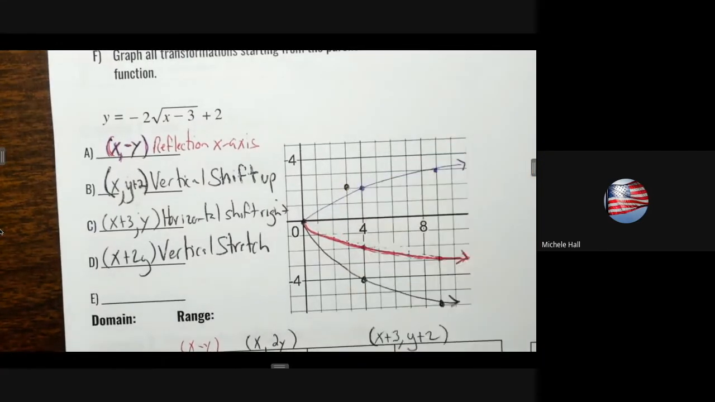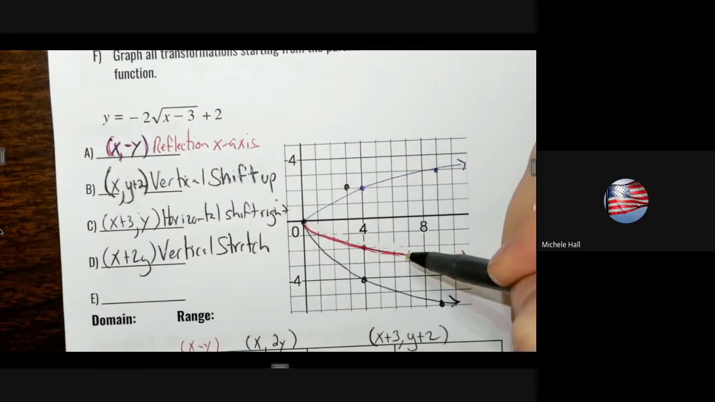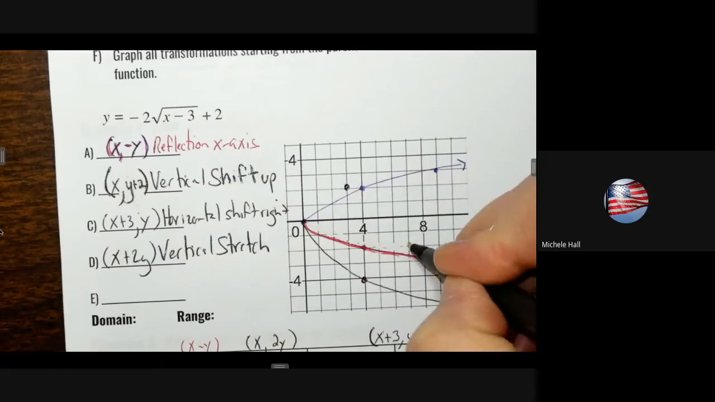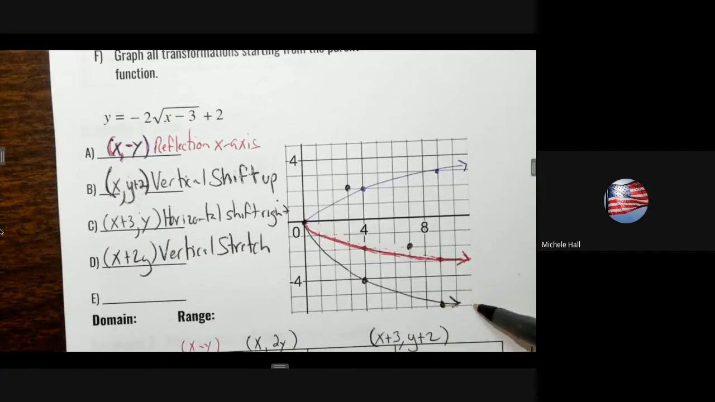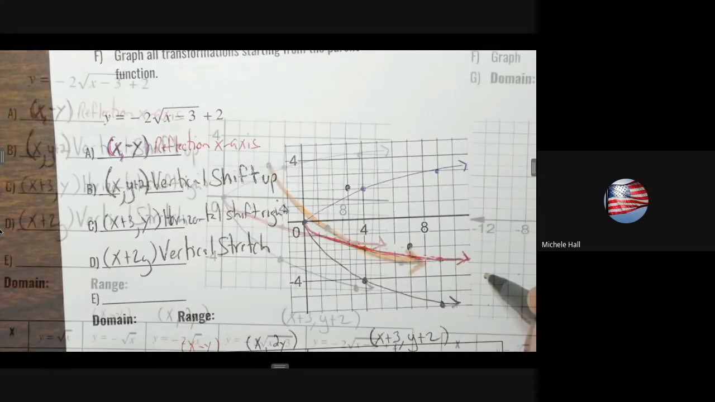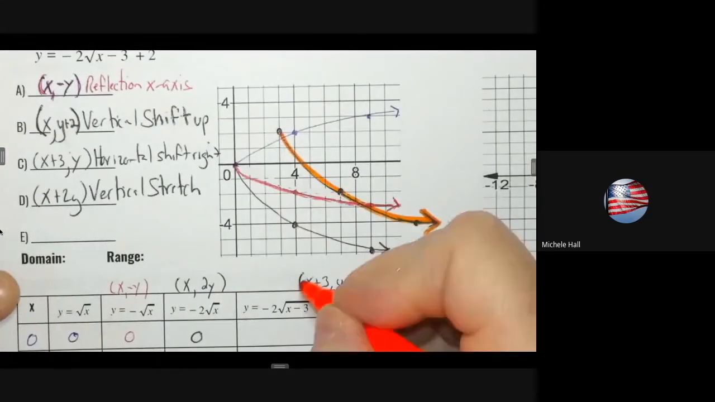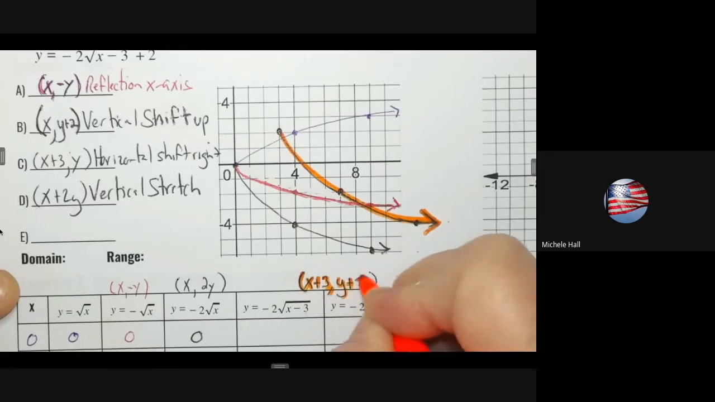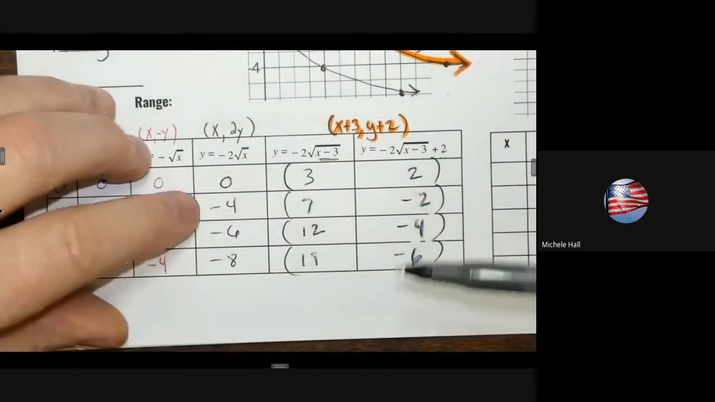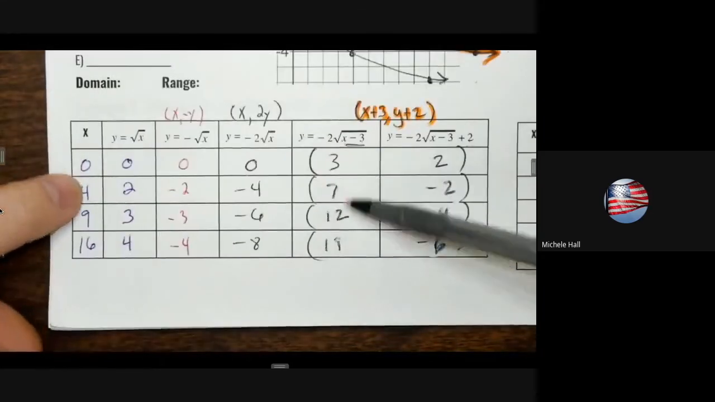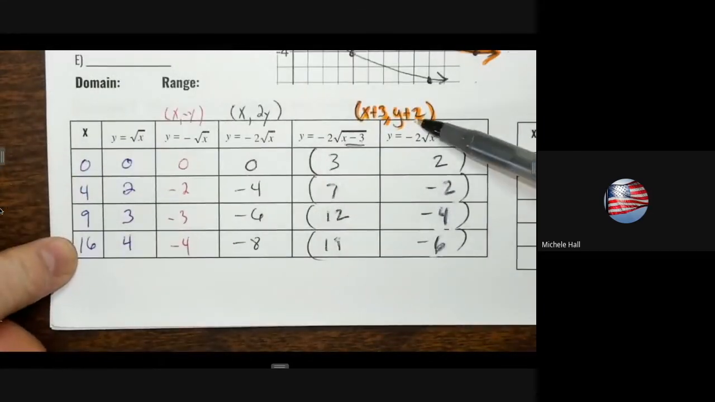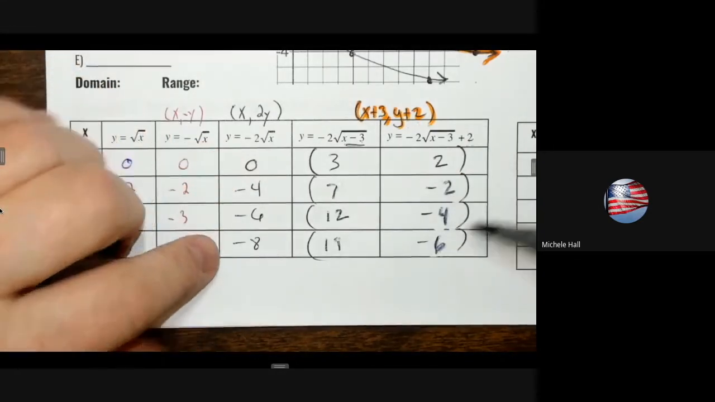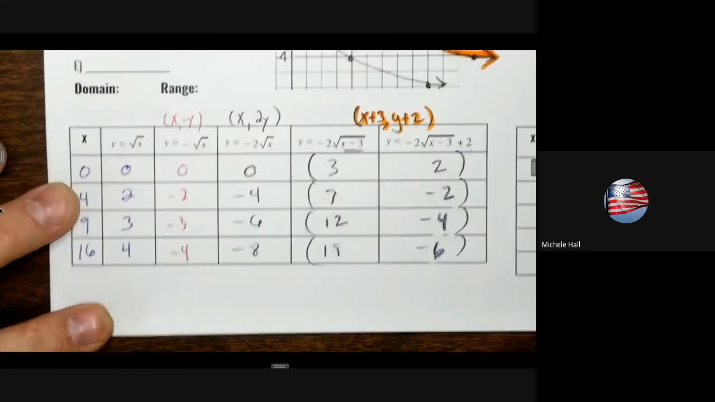There is the center, the beginning of this square root. And then we are going right 3, 1, 2, 3, and up 2. Right 3 and up 2. All right, we added 3 to our x values, and then we added 2 to the previous y values. Adding 2, adding 2, adding 2. And these points should be on the graph.